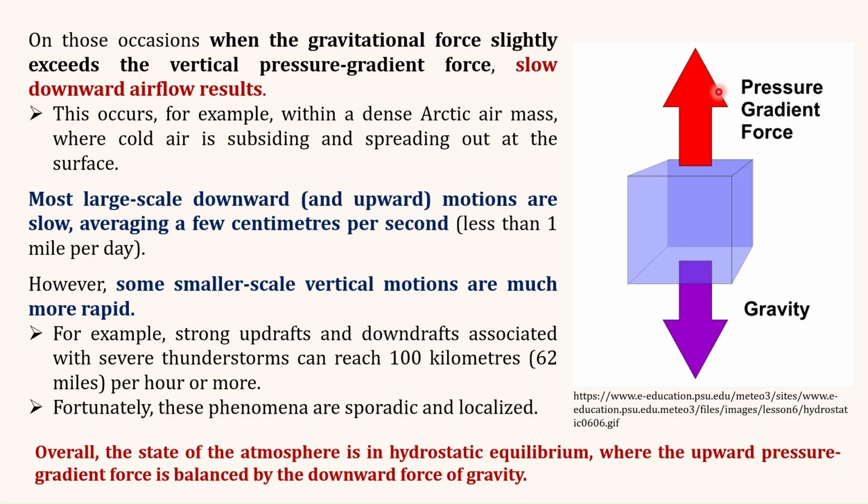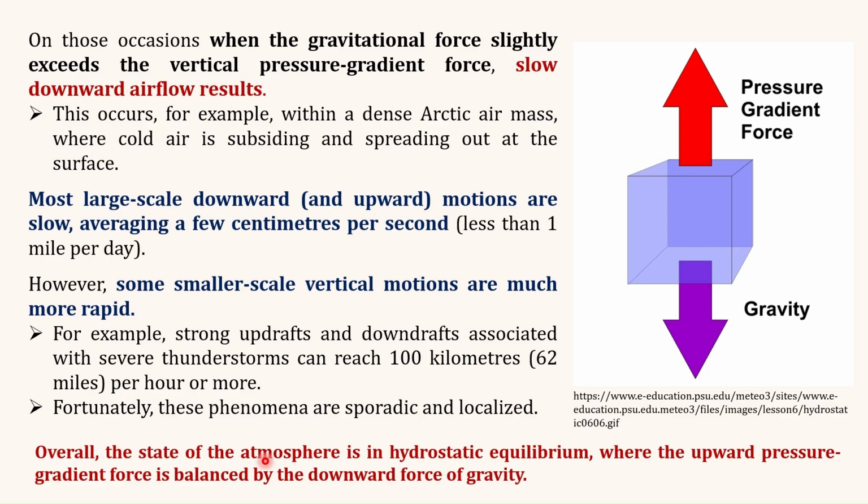Depending upon these two forces, there may be downward or upward motion of the air mass, and most of the large scale downward or upward motions are slow, having the average speed of a few centimeters per second, that is less than 1 mile per day. But some smaller scale vertical motions are much more rapid. For example, strong updraft and downdraft associated with severe thunderstorms can reach up to 100 kilometers per hour or more, that is about 62 miles per hour. But these type of phenomena are sporadic and localized.